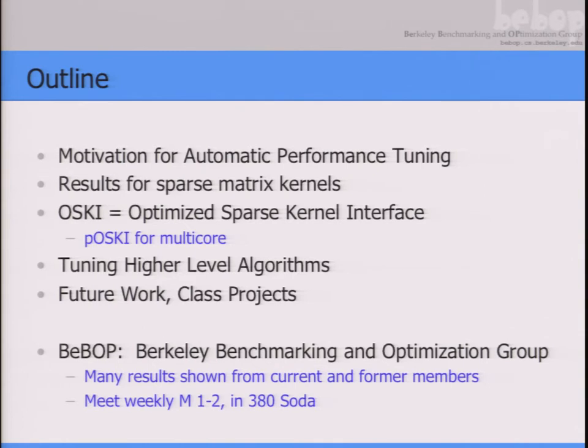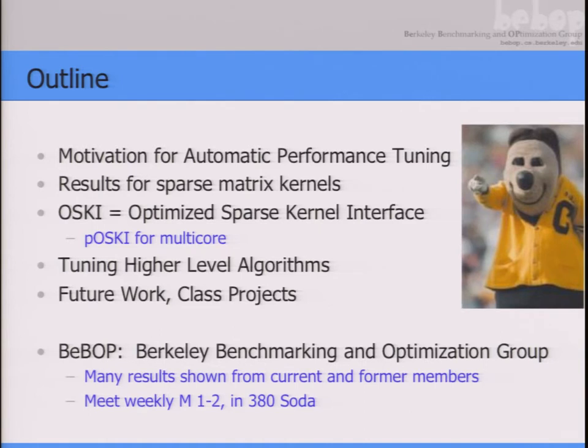So I'm going to give you some motivating slides for automatic performance tuning beyond what we've already seen in homework one. And I'll tell you about some results for sparse matrix kernels and some very large speedups that we get. We've released a package that does this, just as you heard about Atlas for auto-tuning matrix multiply. There's a package we released called OSKI, for optimized sparse kernel interface. That was done a while ago just for doing sequential optimizations. And last year we released and just did a re-release of POSKI, which is the parallel version. And of course, OSKI is coincidentally the name of the Cal Bear mascot. Complete coincidence, of course.